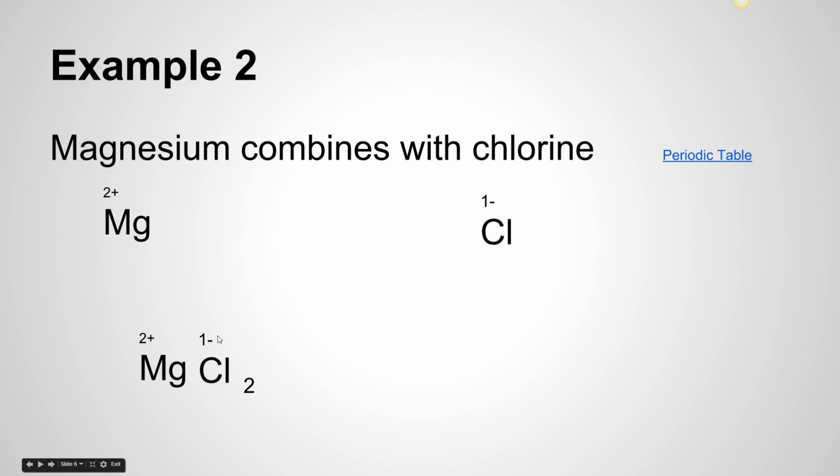You take the 2 times negative 1. We have 2 negative 1s. And we have 2 positives. Positive 2 plus negative 2 equals 0. Our combined ions become neutral. All the electrons are accounted for.